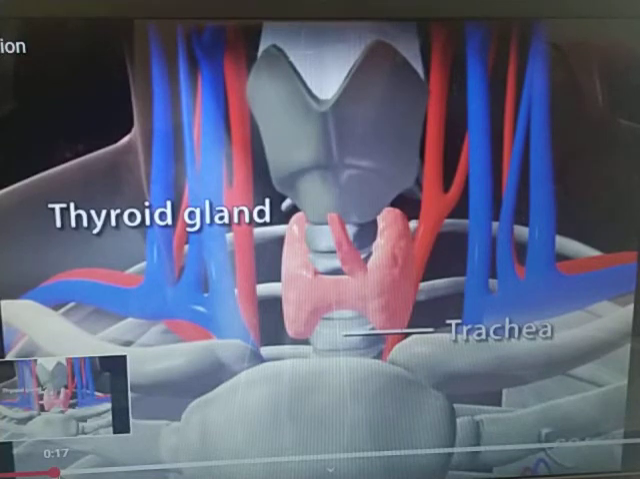The gland is well supplied with blood vessels. It is a bilobed organ. The two lobes are connected by a narrow structure called the isthmus.